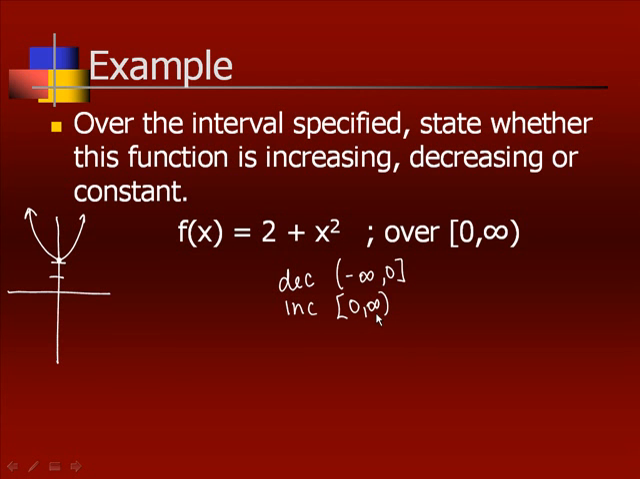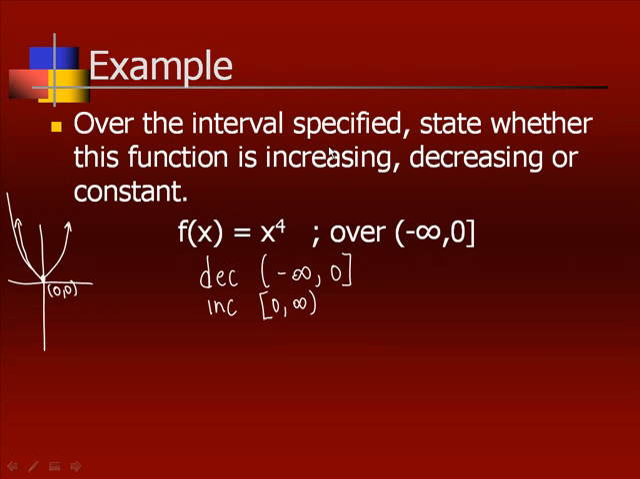Now let me go back and read the problem. It says determine over the interval 0 to infinity, so we're only looking from 0 up this way. Well, for all of these x values, that graph is going up, so we say that it is increasing on that interval. Let me back up. What about this one? Over this specified interval from negative infinity to 0, that graph is going down, so we would say that this function is decreasing.